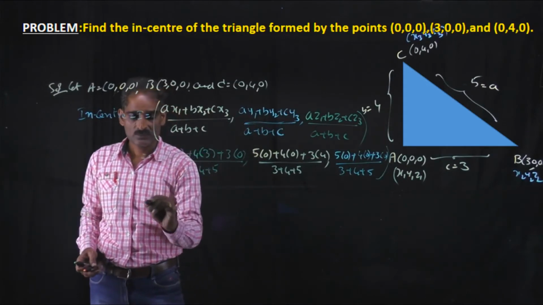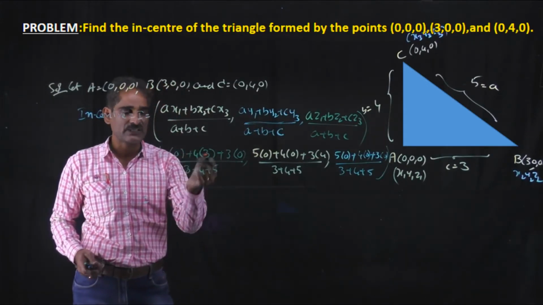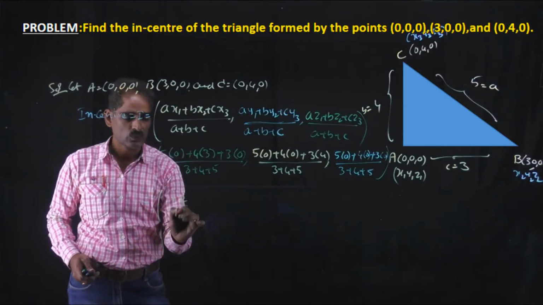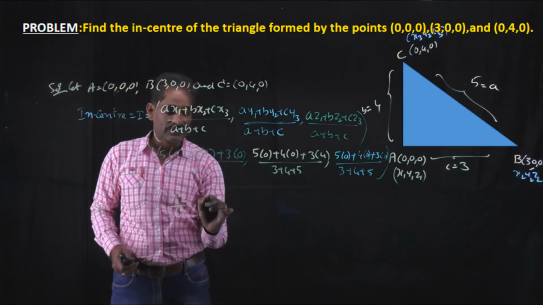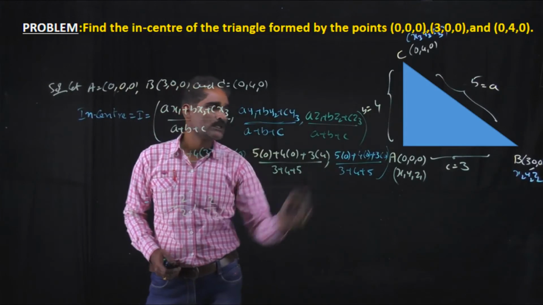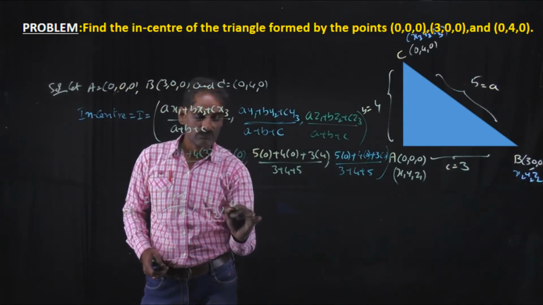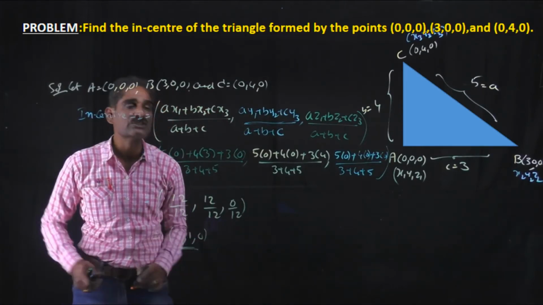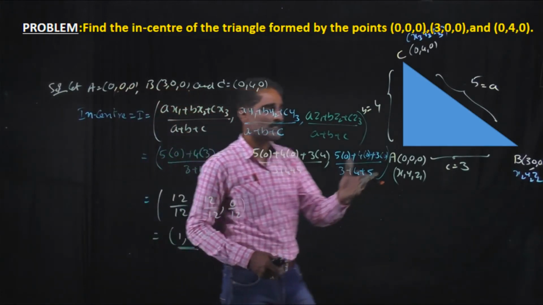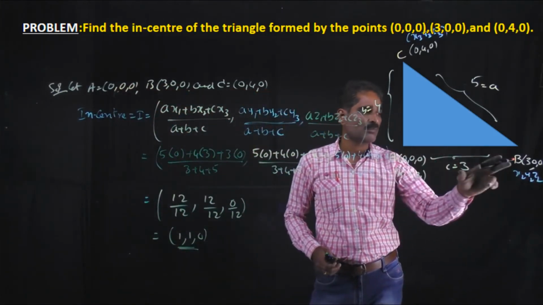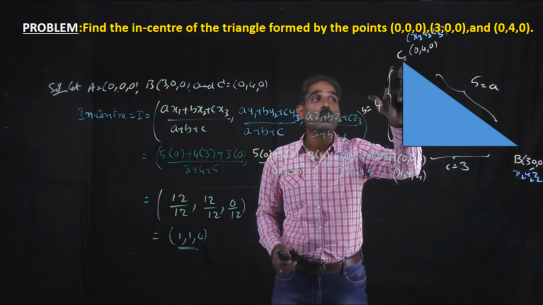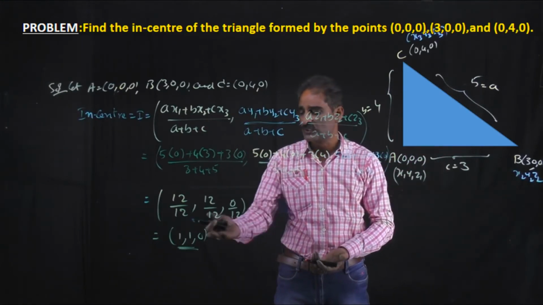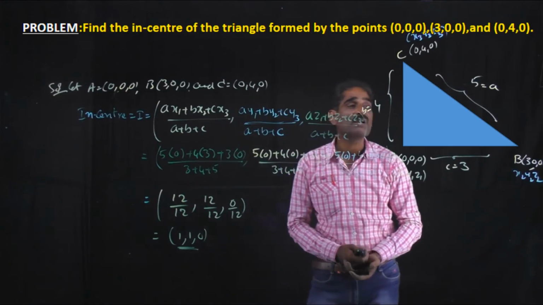Now the coordinates of the incenter is 0 0 12 by 12 comma 12 by 12 comma 12, so 0 by 12, that is equal to 1 comma 1 comma 0. This is the incenter. Here clearly these are the coordinates of the origin, point on x-axis, point on y-axis. This figure is formed in the xy plane. In the xy plane the z coordinate is 0. So here z coordinate 0, 1, 1, 0 are the coordinates of the incenter.